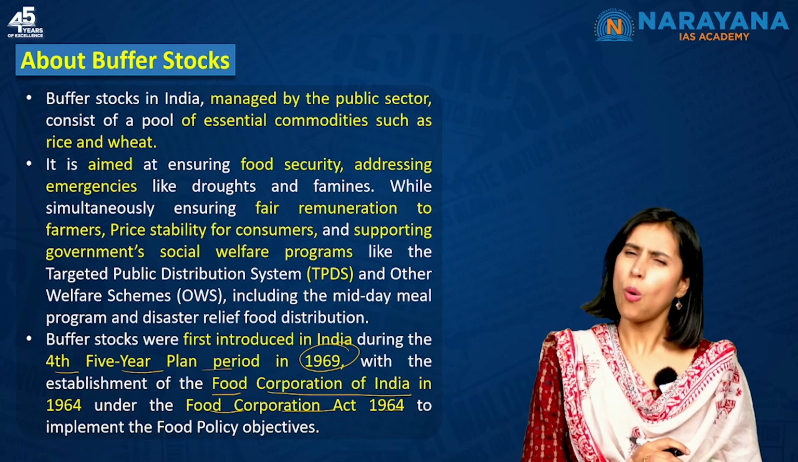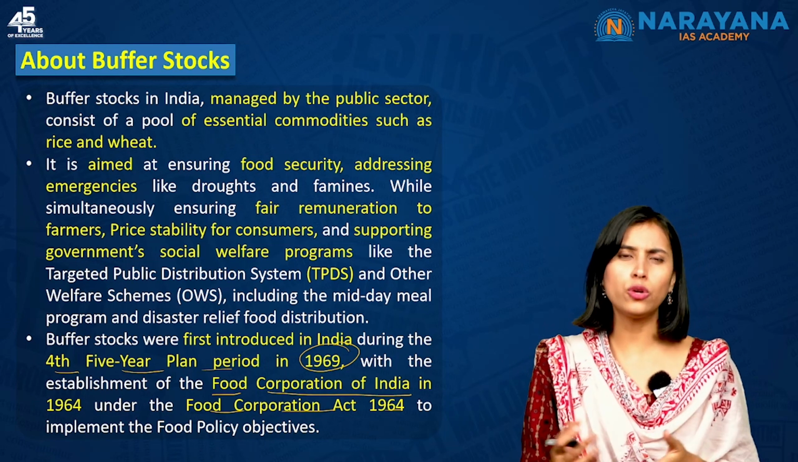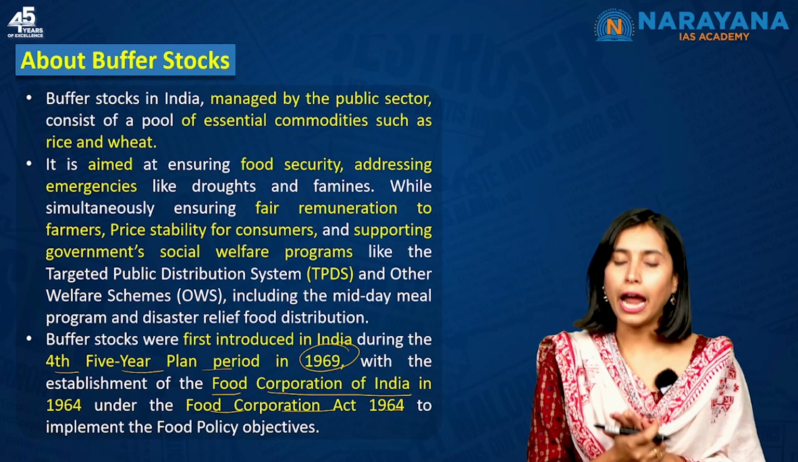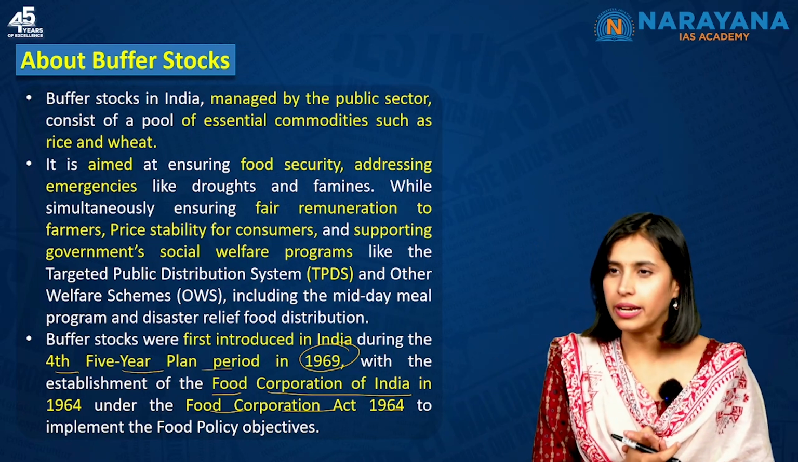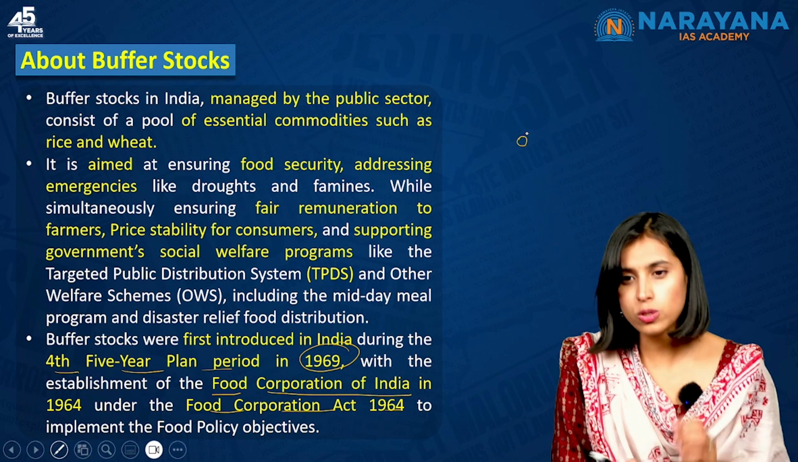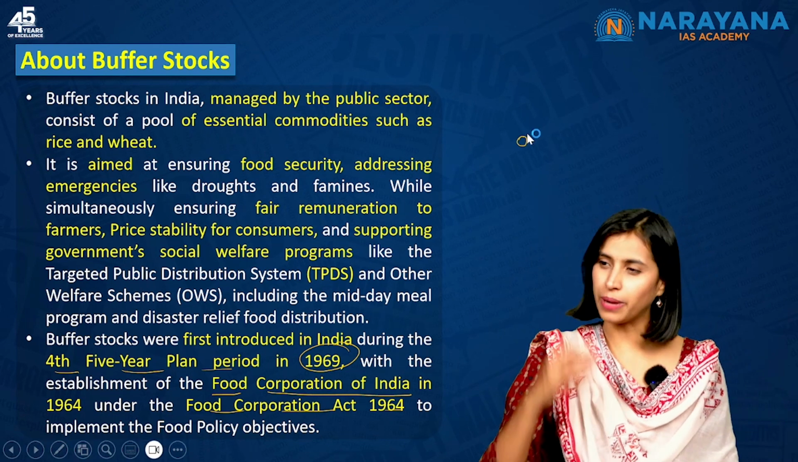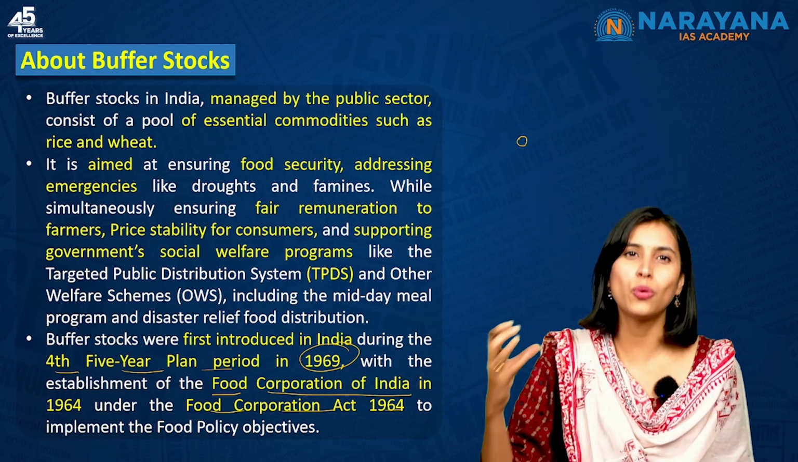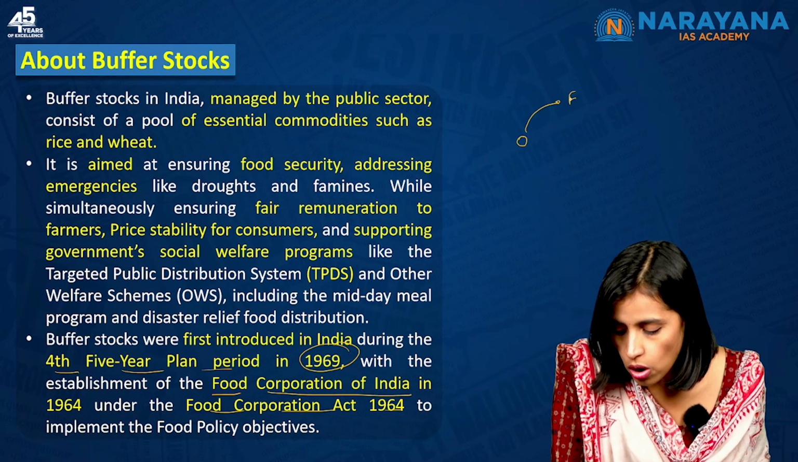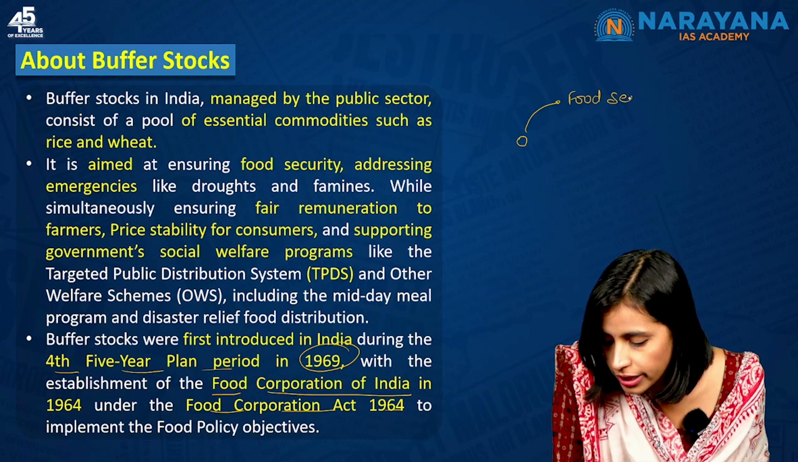The question is, why does FCI do that and why do we need to create buffer stock? This is done in order to ensure food security and to deal with emergency or contingency. After independence, it was the primary responsibility of the government that people should not go hungry. They should have enough food. When we create the buffer stock, it ensures food security.